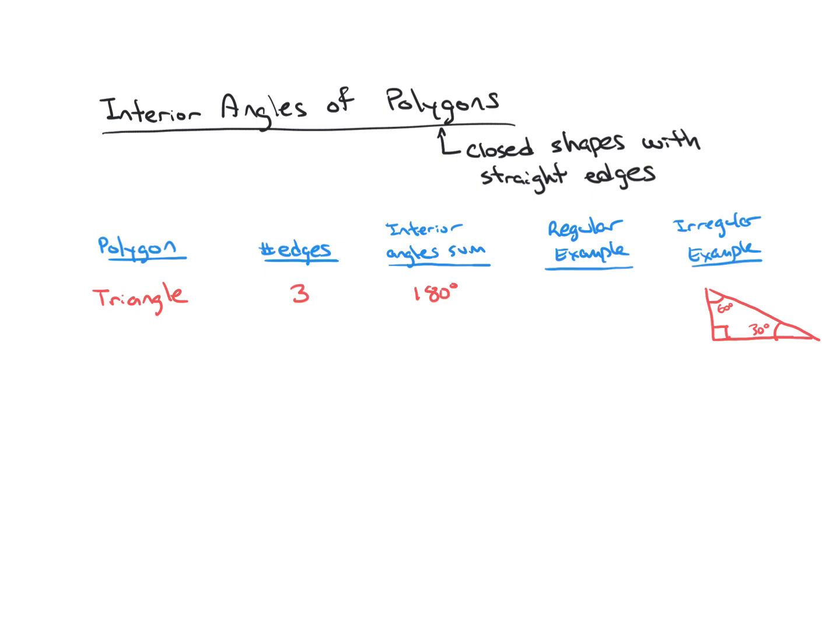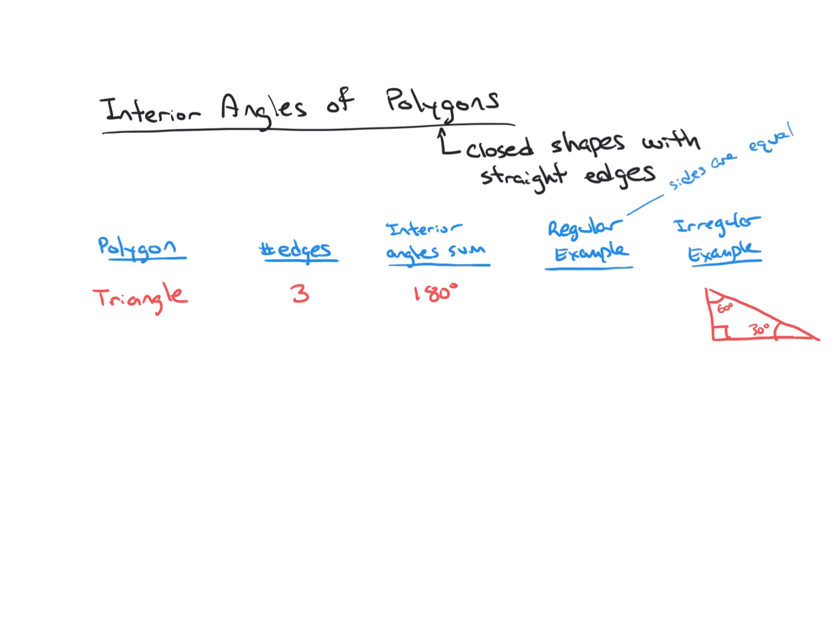So the idea is that when you add up the three angles in any triangle, they're always going to add up to 180 degrees. So 90 plus 30 plus 60 adds up to 180 degrees. I call that an irregular example. And then there's a regular example. So there is a term, regular. A regular polygon is when the sides are equal in length.